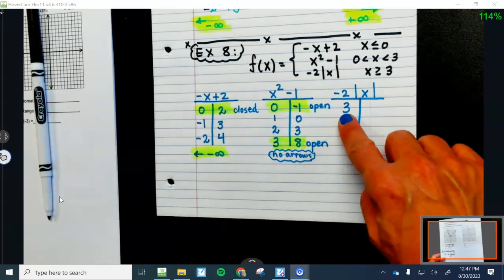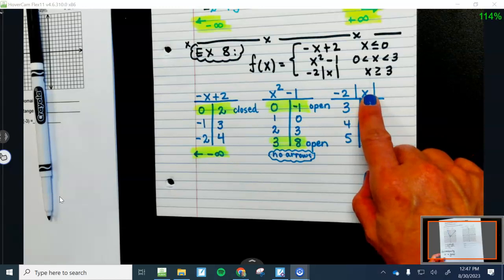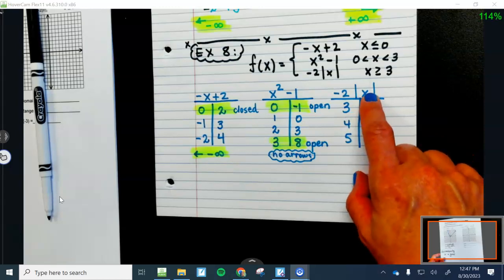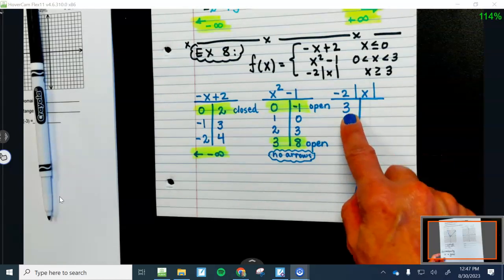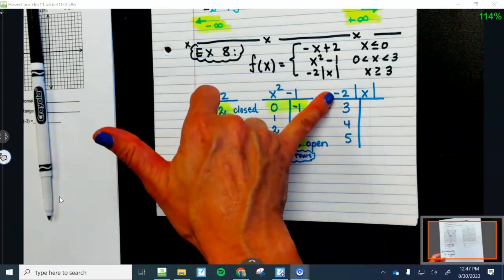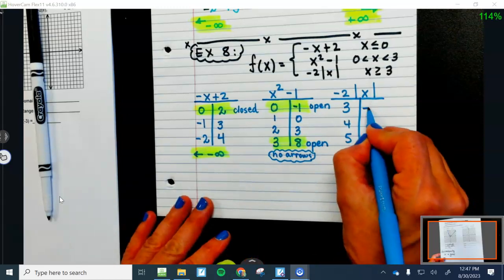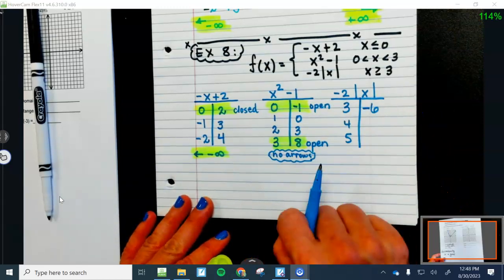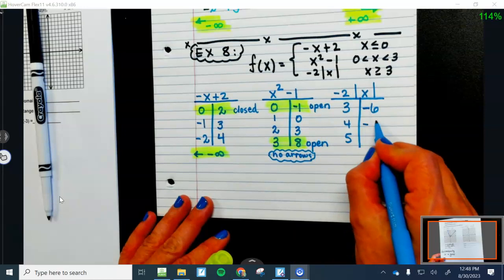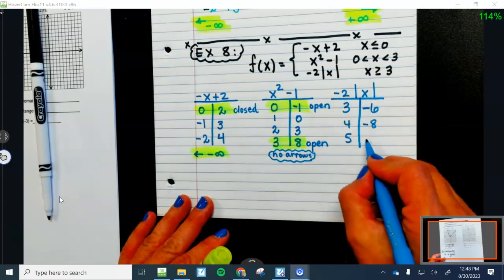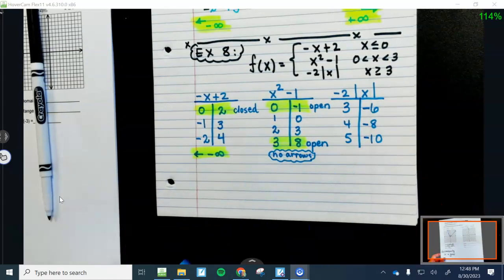All right, guys, remember when you drop in the absolute value, when you take it out, it has to be positive. So the absolute value of 3, of course, is 3, but you have to multiply by the -2, so we have to put -6 here. 3 times -2 is -6, 4 times -2 is -8, 5 times -2 is -10.